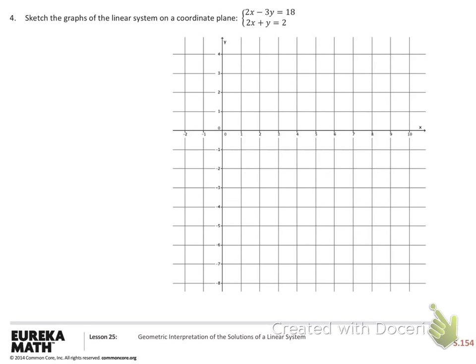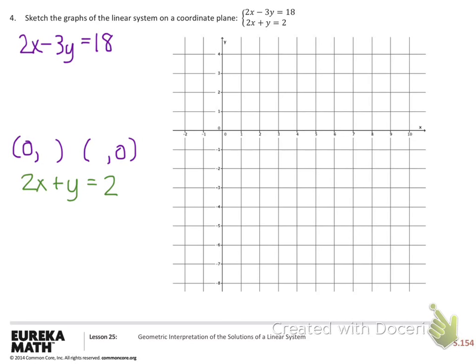Okay, we've got another system to graph here. Okay, exercise 4. We have 2x minus 3y equals 18, and we have the equation 2x plus y equals 2. And we're going to sketch those. So both of these are in standard form. So I'm going to graph by finding the x and y intercepts. So first we'll find where x is 0, we'll find the y-intercept, and then we'll find where y is 0 and find the x-intercept.